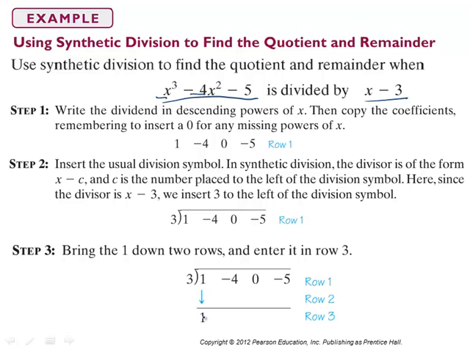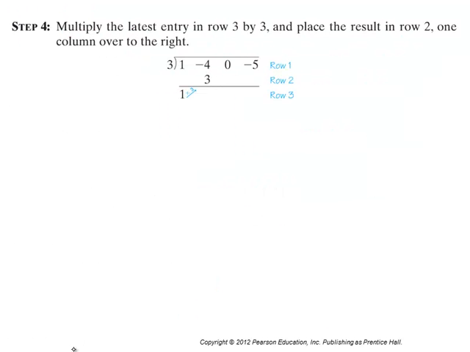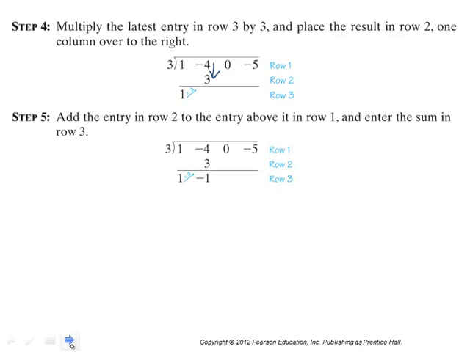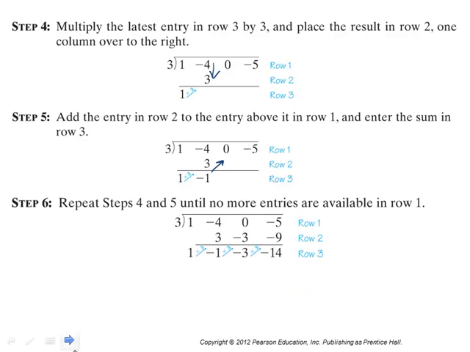Bring down the 1 from the leading coefficient. We'll multiply 3 times 1. 3 times 1 is 3, so we'll put the 3 there. Then we will add -4 plus 3 is -1. Multiply 3 times -1. Give you -3 right here. 0 plus -3 is -3. 3 times -3 is -9. -5 plus -9 is -14.